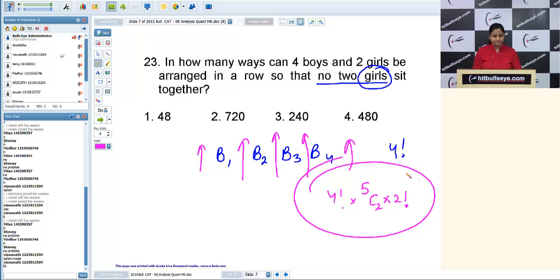Correct, almost the same sum. But in the previous question, we have identical things. But in this question, we have distinct things, because obviously, boys and girls, they are distinct.